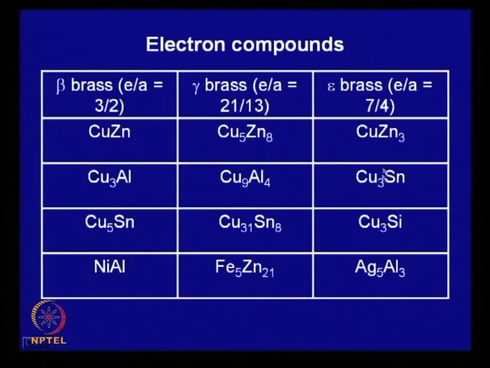Some examples are given over here, and here also when you calculate, iron is a transition element, so its valency will be taken as 0. Zinc has 21 atoms, and each zinc can give you 2 electrons, so you have 42 electrons, and the total number of atoms is 21 plus 5, which is 26. Therefore, the ratio comes out to be 42 by 26, which is the same as 21/13.